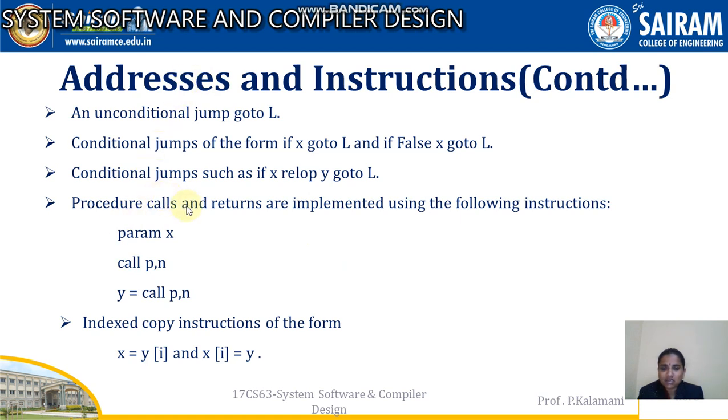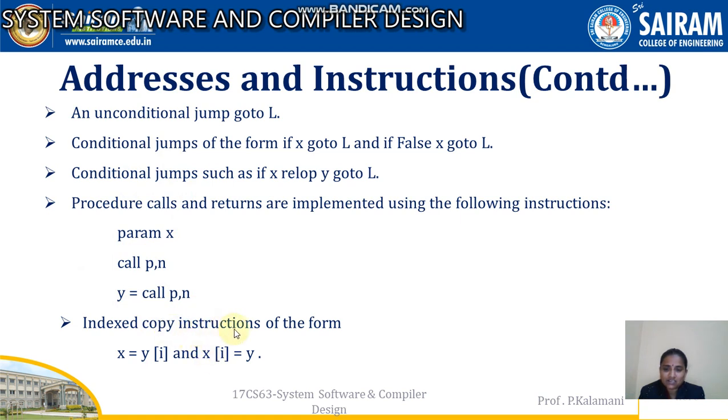Next, procedure calls and returns are implemented using the following instructions. Suppose we have procedures or subroutines. Then we will have function calls, function definitions, and return statements, all those things. So how will it be represented? We have to represent param x, and then call p, n, which function will be called, and then y equal to call p, n, means the function call p, n will be called and the value will be assigned to y. So like this we have to make it.